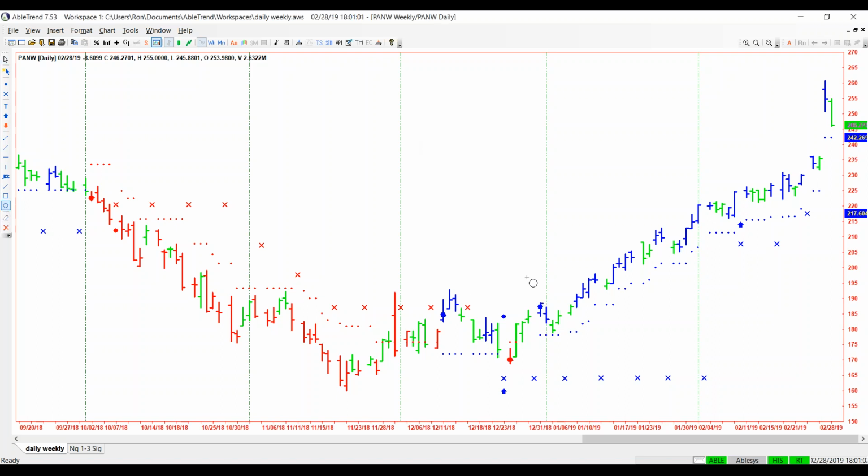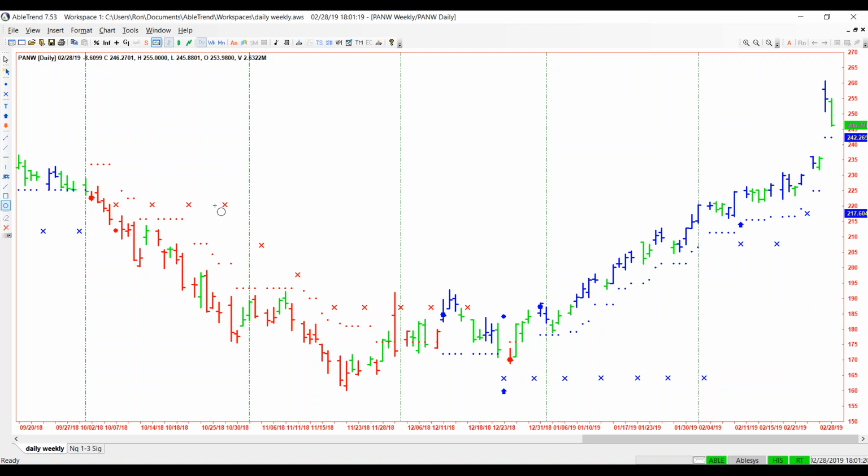Triple confirmation is what we need. We want to have triple confirmation. What does that mean? Because we want to stack the odds in our favor. We want a red bar, a red dot, and a red X. The dots are the daily chart, or the lower time frame, whatever two time frames you're using, and the X's are the higher time frame.